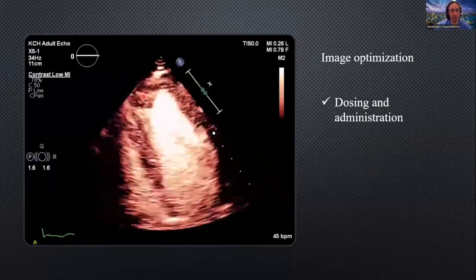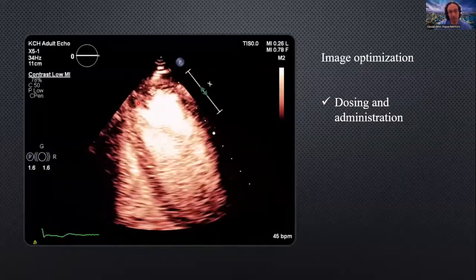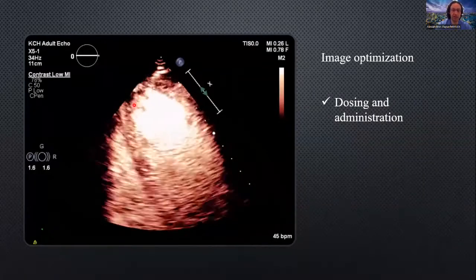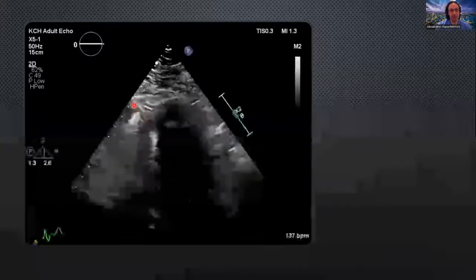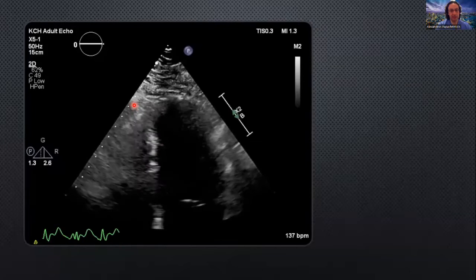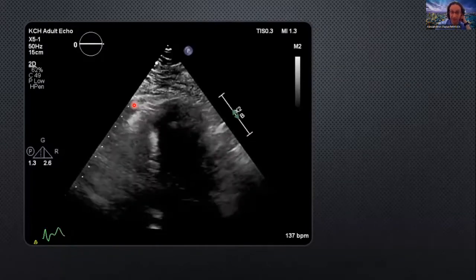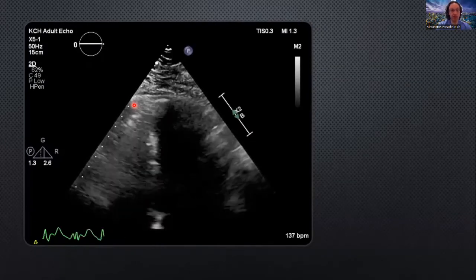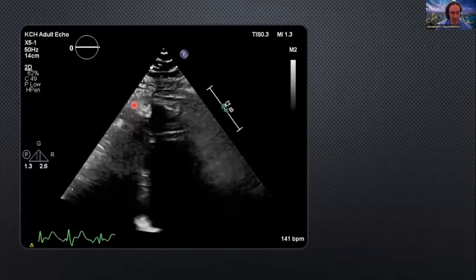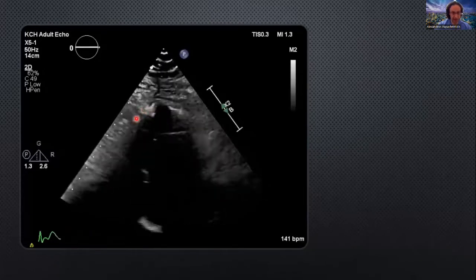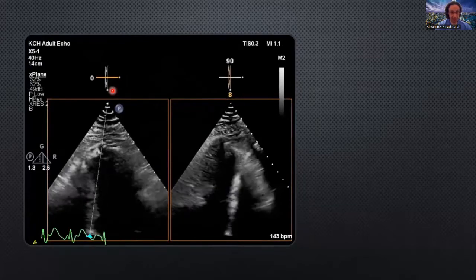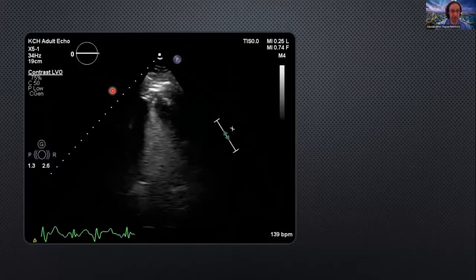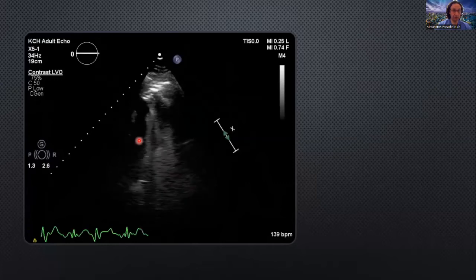Here, one would say that probably it is too much contrast, but it allows you to identify the thrombus here. And again, another patient with an old LAD defect. We can't see much here, so this is a no-brainer that you need contrast. You see some high intensity signals here, and using X-plane again, we have better appreciation of the anatomy, and by giving contrast, we have what we call here a shadowing.